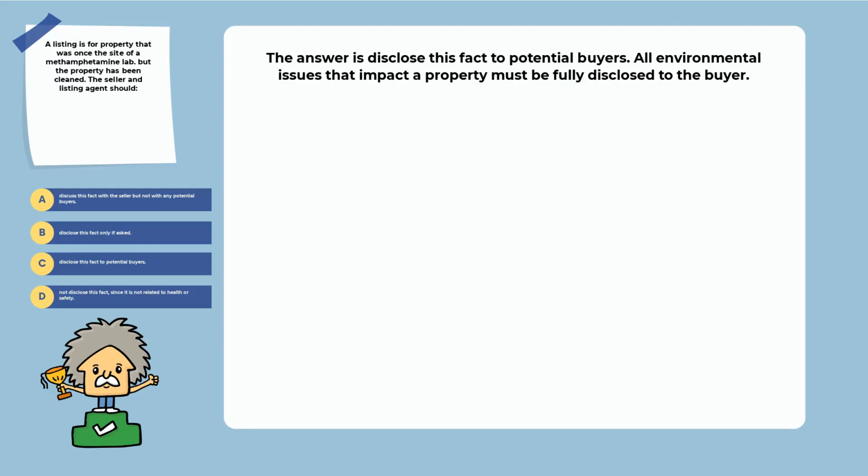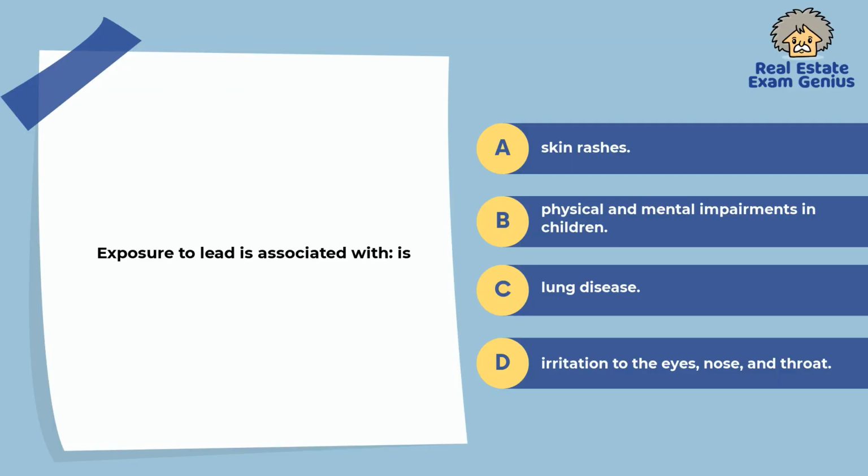The answer is to disclose this fact to potential buyers. All environmental issues that impact a property must be fully disclosed to the buyer. Exposure to lead is associated with skin rashes, physical and mental impairments in children, lung disease, irritation to the eyes, nose, and throat.